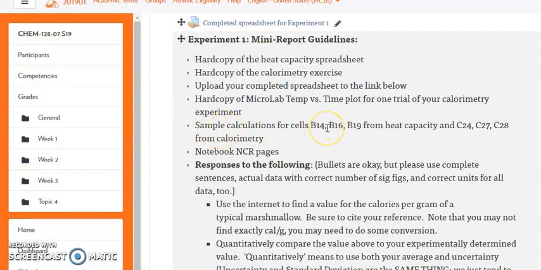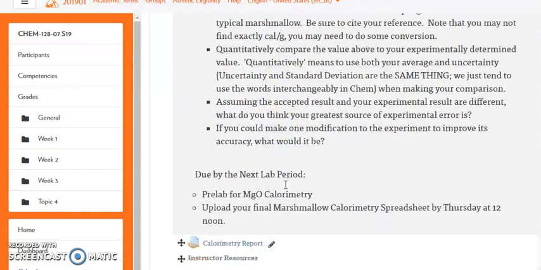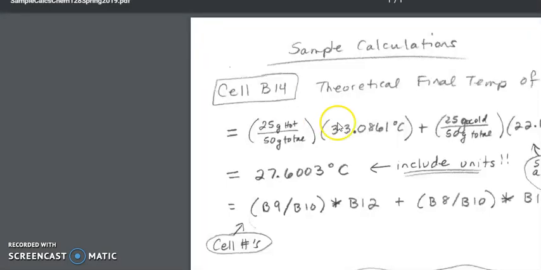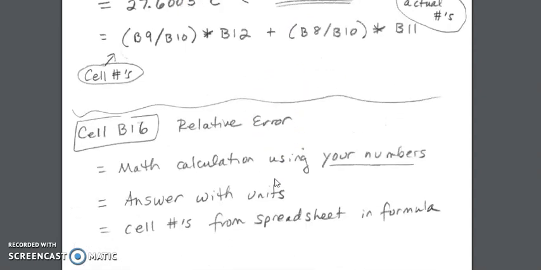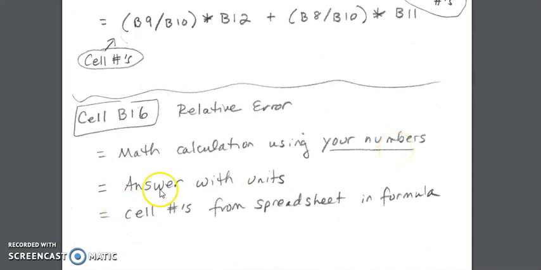Sample calculations for cells B14, 16, and 19 from heat capacity, and C24, 27, and 28 from the calorimetry tab. And so as an example of sample calculations, I put that onto Moodle, and you can find it there. Here is a sample calculation for cell B14. You can either put these in your lab notebook or you can do it on a white piece of paper. It does not matter to me. But these are the basic parts of it that I need to see. I need to see a math calculation using your numbers. I need to see an answer with units. I need to see cell numbers from the spreadsheet.